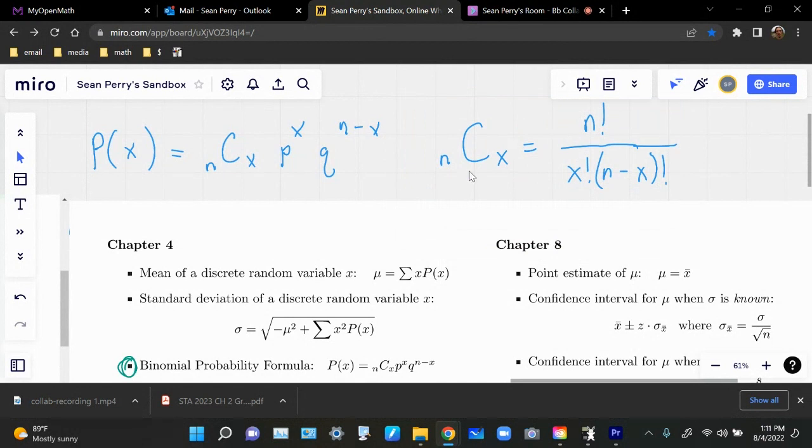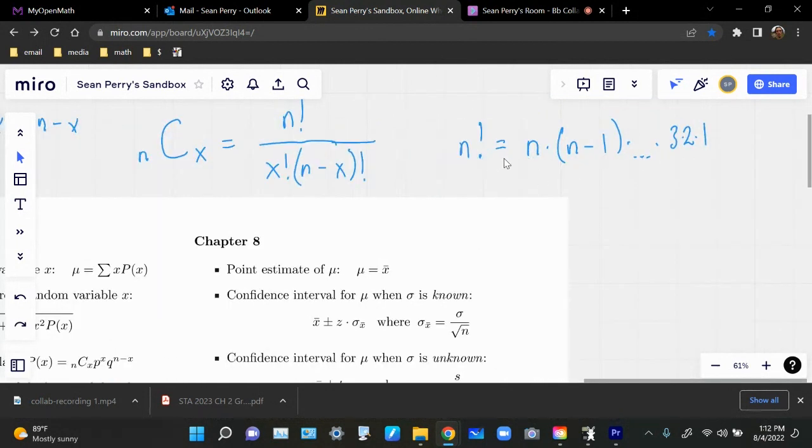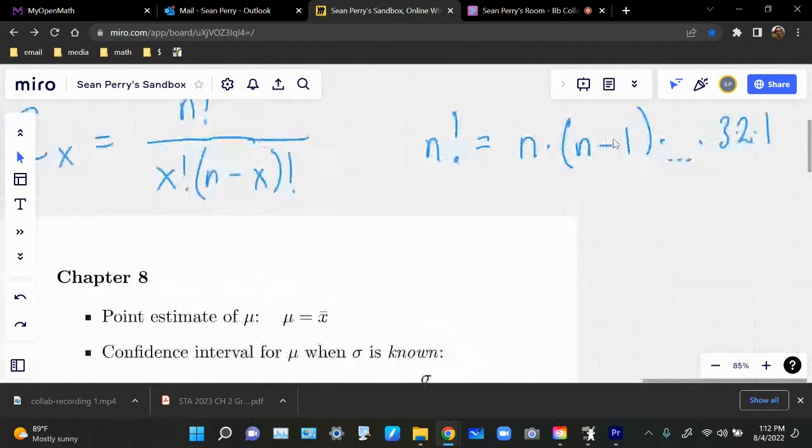So nCx is defined in terms of factorials. This will be n factorial divided by the product x factorial times n minus x factorial. Recall that a factorial is just, for a positive integer, the descending product. So we take n times n minus 1, and so on, all the way down to 3 and 2. You don't really need the 1, but I included it for aesthetic reasons.